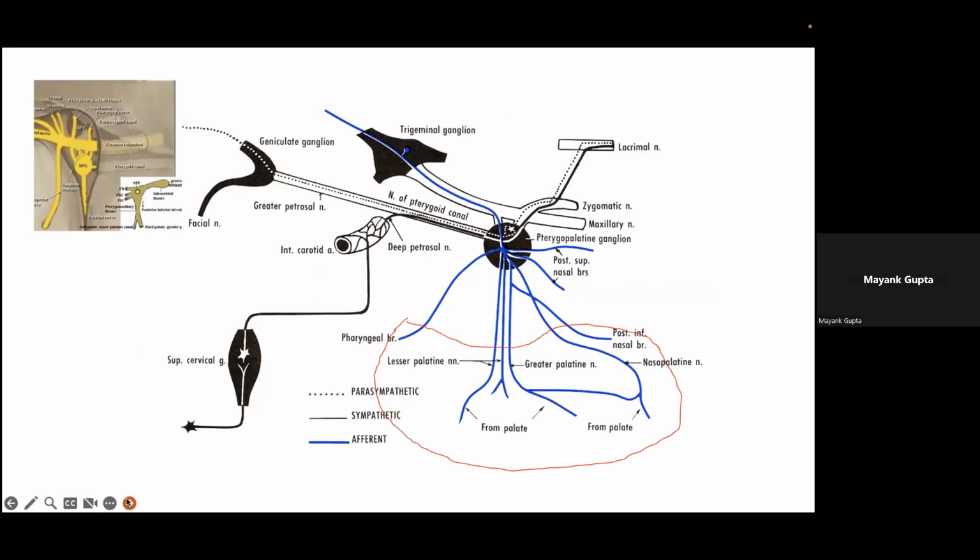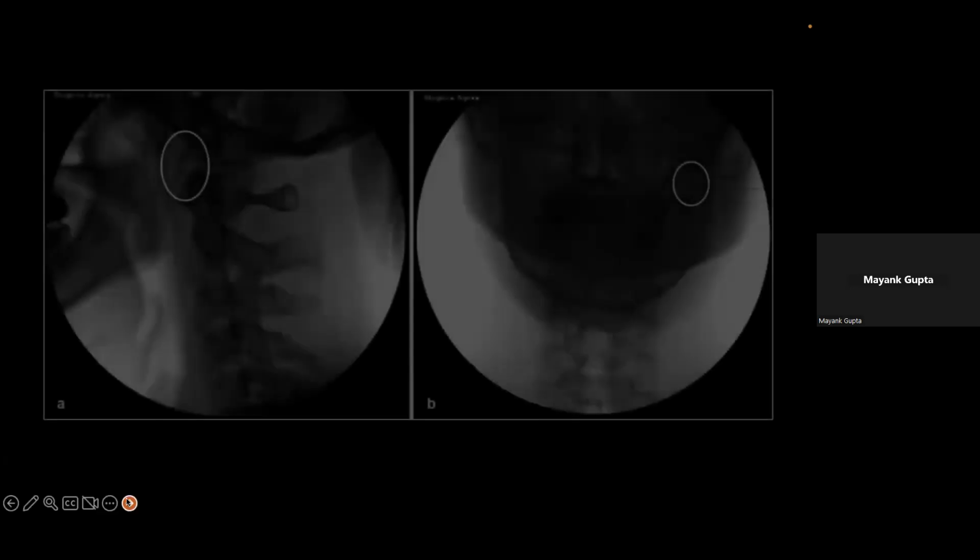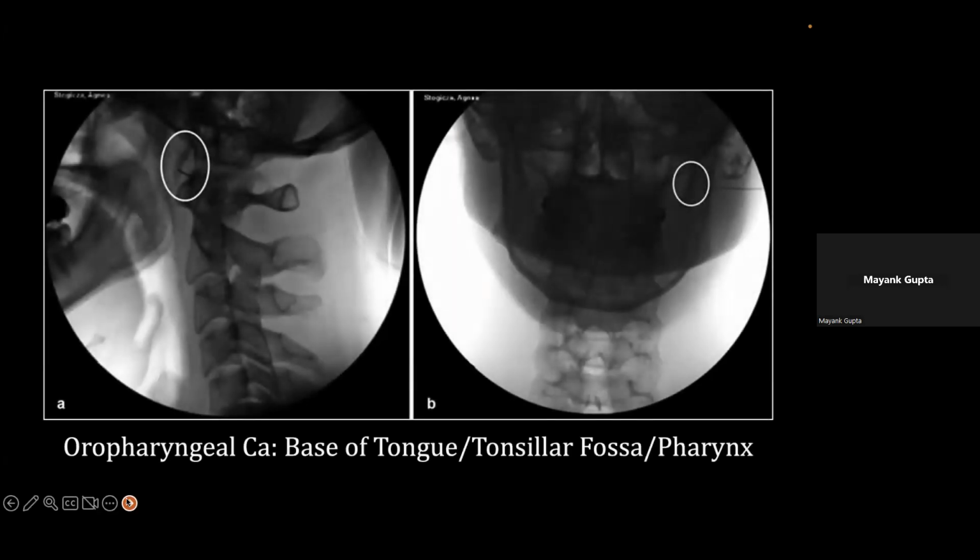Why? Because all the efferents from the face traverse through the sphenopalatine ganglion and then go to the trigeminal ganglion. So it provides an easy target as well as an easy block to do by a novice anesthesiologist or someone who is trying to start with the interventions. So there are many approaches to sphenopalatine ganglion block, which I'll discuss.